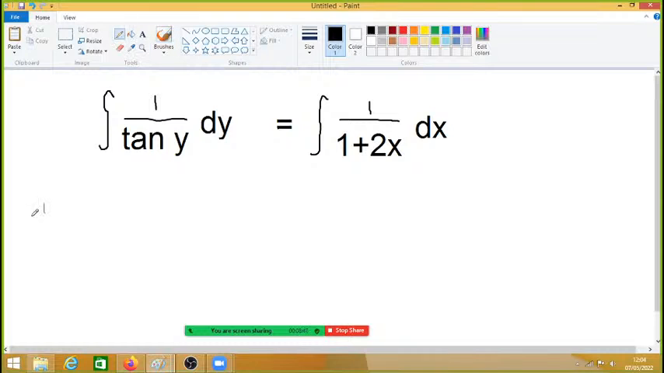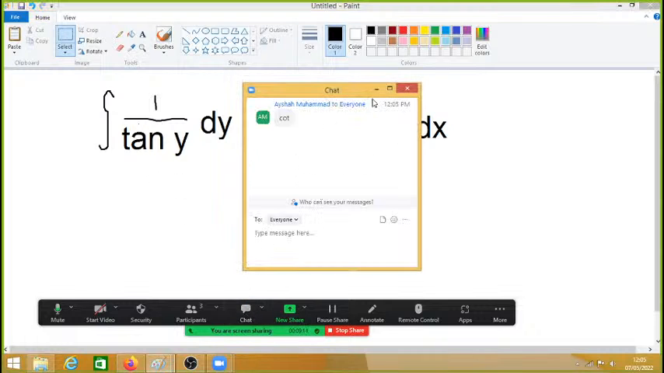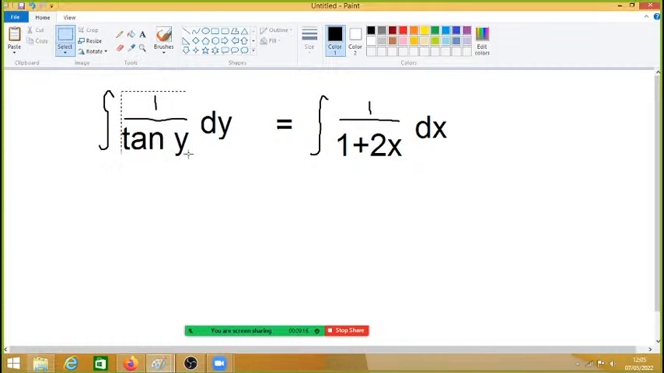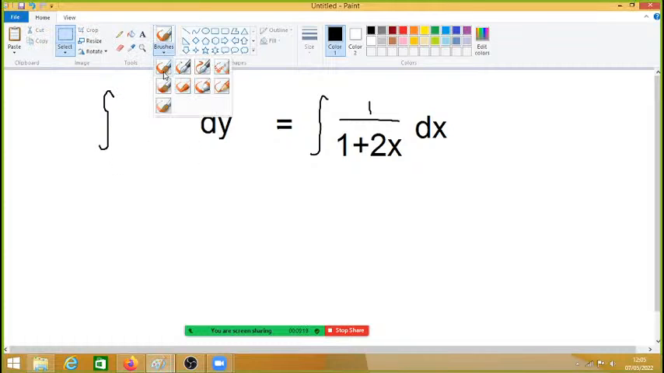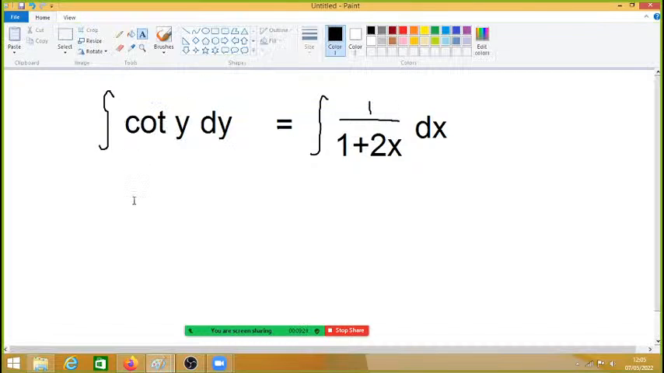Remember from what you learned earlier in the year, 1 over sine can be written as cosec. 1 over cos can be written as sec. Can you remember what 1 over tan can be rewritten as? So we can rewrite 1 over tan as cot. Good. So we can rewrite that as cot y, because when we're integrating, we don't really want to have a fraction there if we can avoid it.